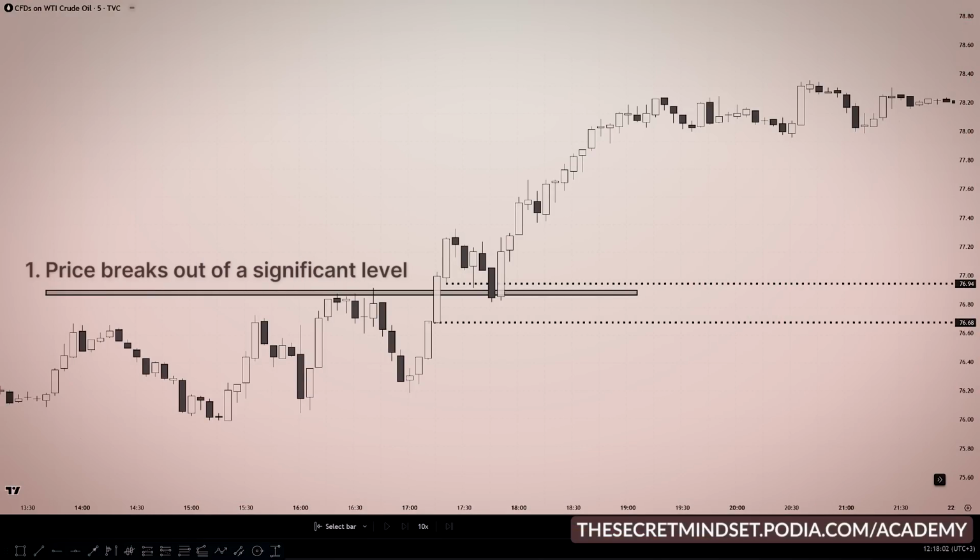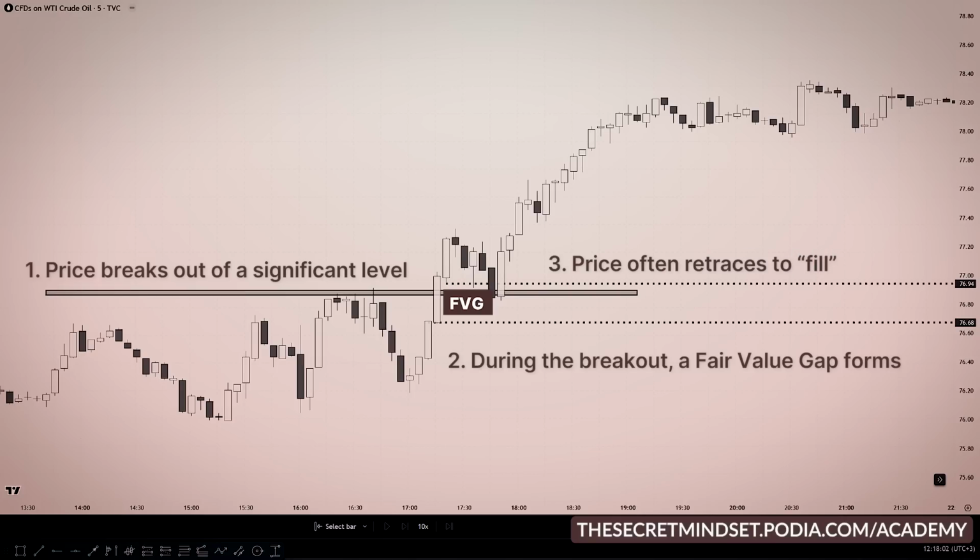Price breaks out of a significant level, support or resistance. During this breakout, a fair value gap forms due to the rapid price movement. After the breakout, price often retraces to fill the gap. This retracement provides a potential entry point for a trade in the direction of the original breakout.